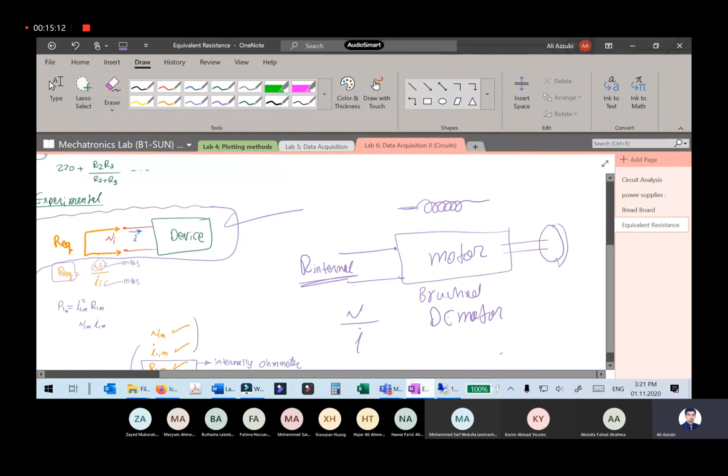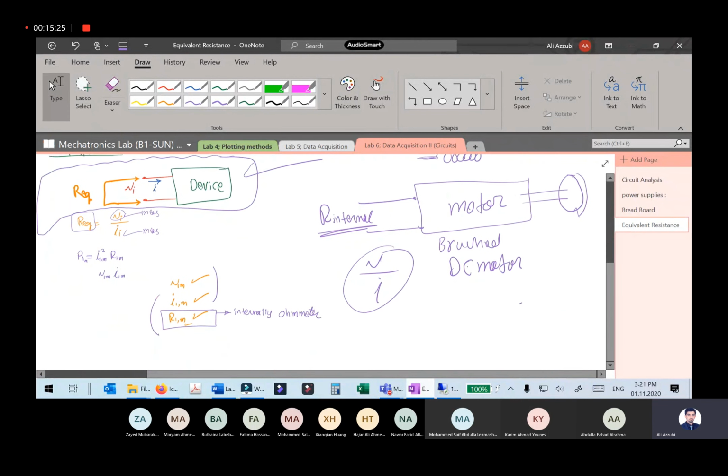Especially if you cannot disconnect the device, because it's already operating and you cannot disconnect it, then this is a very nice method. Okay, everyone, so this is this.